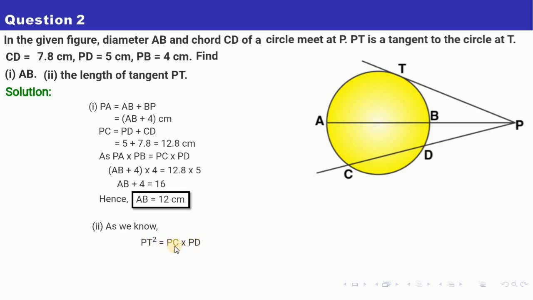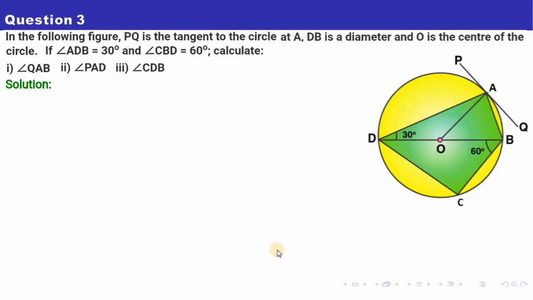Do we know PC? Yes, PC is equal to 12.8, and we know PD as well. When you put the values and multiply, you'll get 64. That means PT square is 64. So what is the value of PT? PT will be the square root of 64, which is 8 centimeter. You may pause the video to note down.